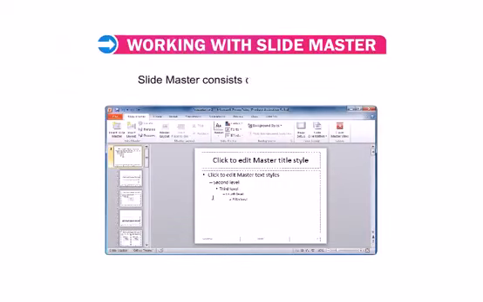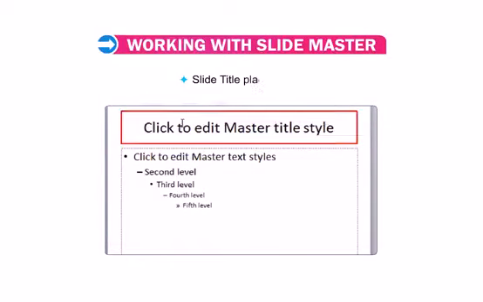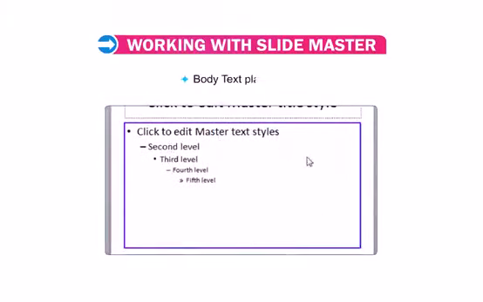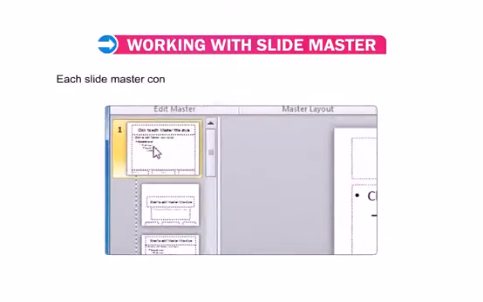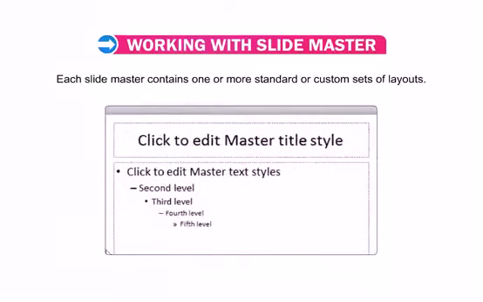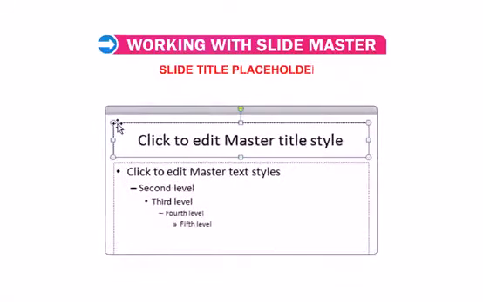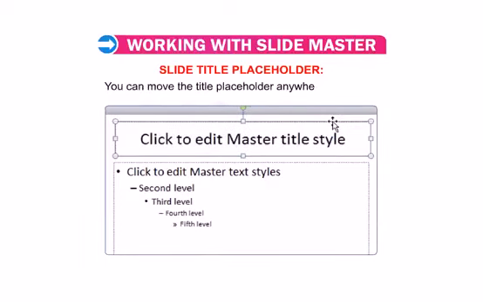Slide Master consists of two placeholders: Slide Title Placeholder and Body Text Placeholder. Each Slide Master contains one or more standard or custom sets of layouts. Slide Title Placeholder. It is the first placeholder for the title of the page. It contains a title. You can move the title placeholder anywhere on a slide.